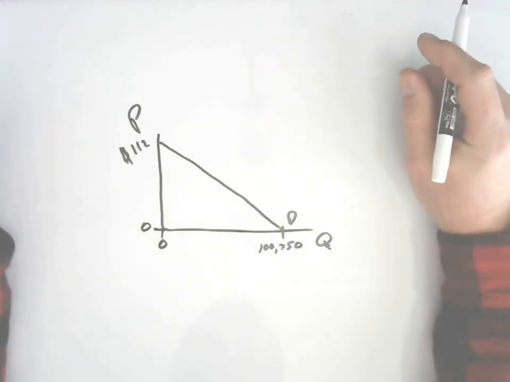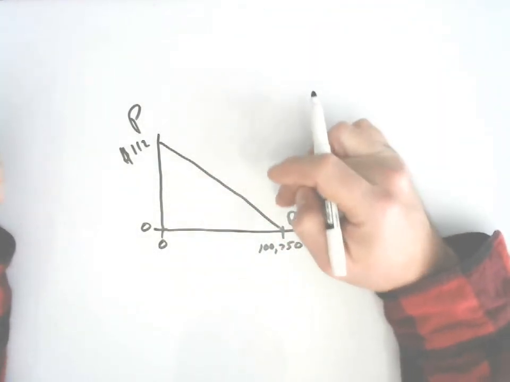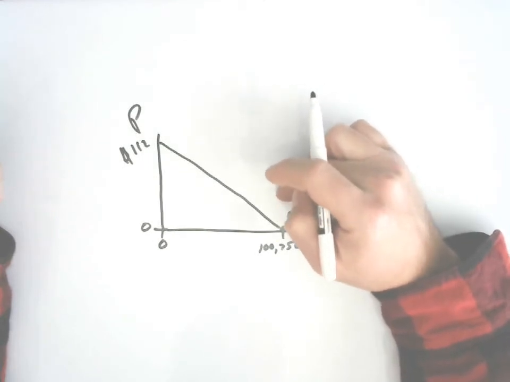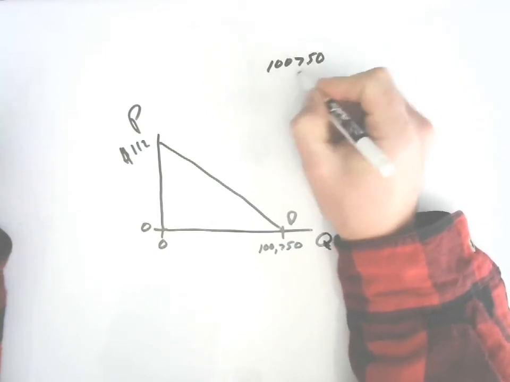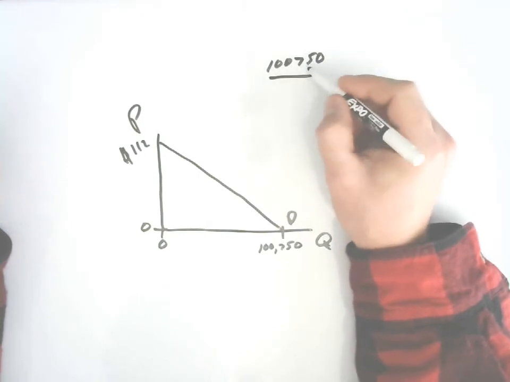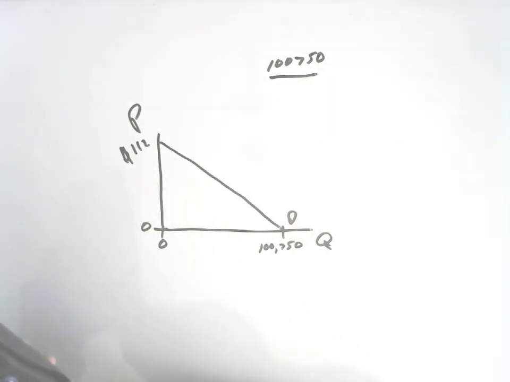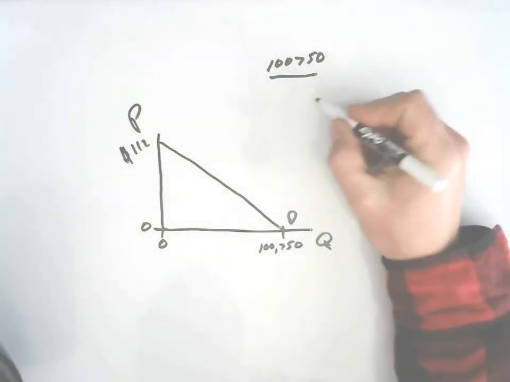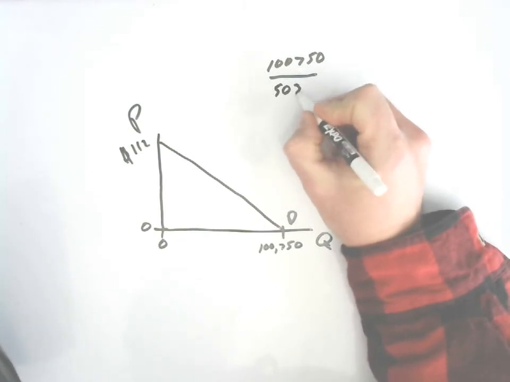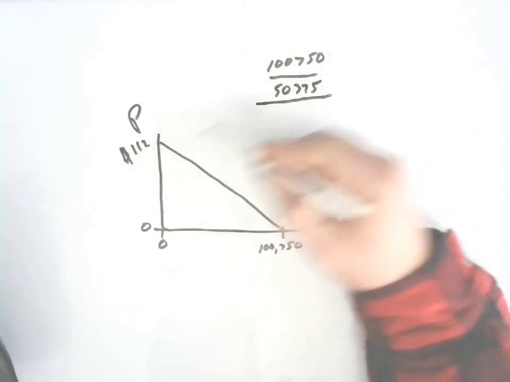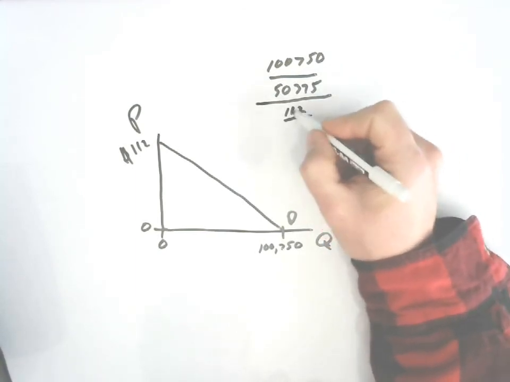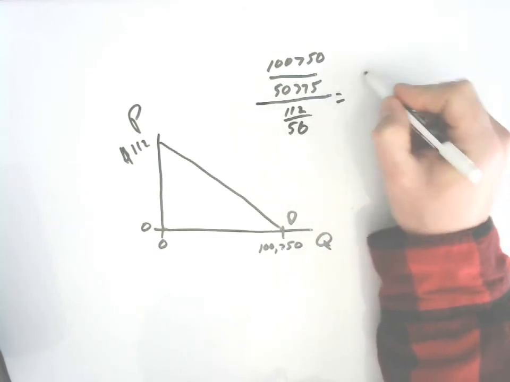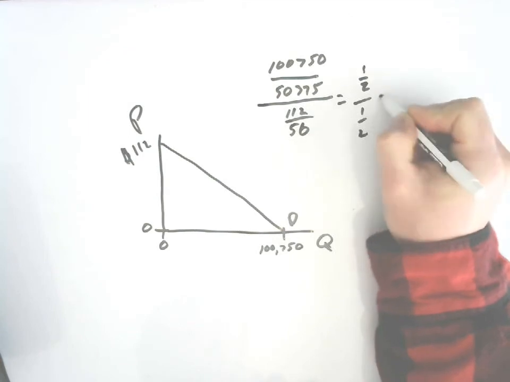You've got the origins. Now you go ahead and crank this out in the formula. But what you're going to get is essentially this: 100,750 divided by 1/2 of that, which is 100,750 divided by 2, which is 50,375. And then the price is going to be essentially the same thing. You're going to have 112 divided by 1/2 of that, which is 56. In other words, you're going to get 1/2 divided by 1/2, which equals 1.